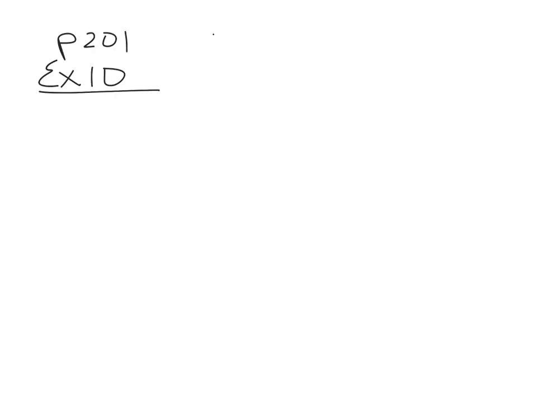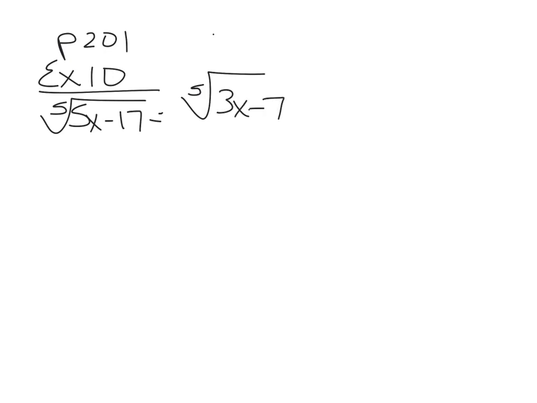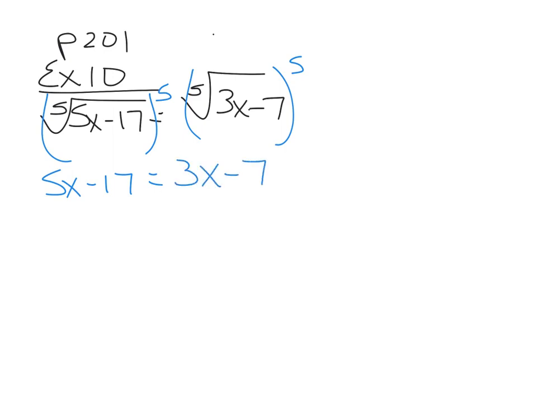All right, we're going to work on example 10, page 201. It says the fifth root of 5x minus 17 equals the fifth root of 3x minus 7. Same idea here. Both the radicals are isolated, so we're going to use exponent 5. And that cancels the radical for us. We're left with 5x minus 17 equals 3x minus 7.